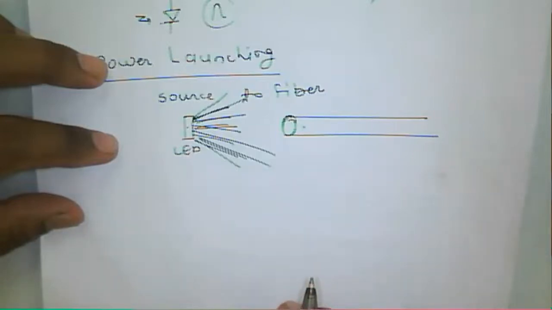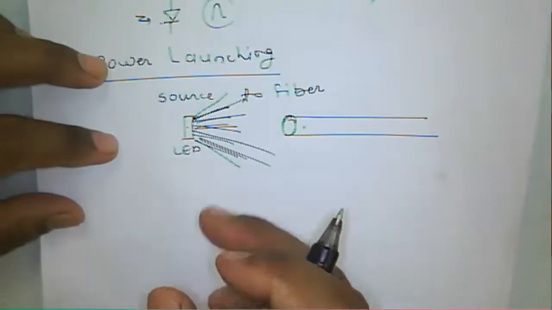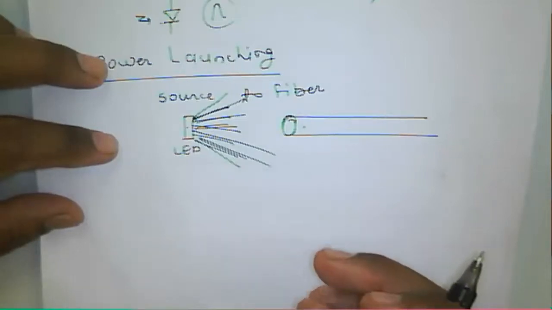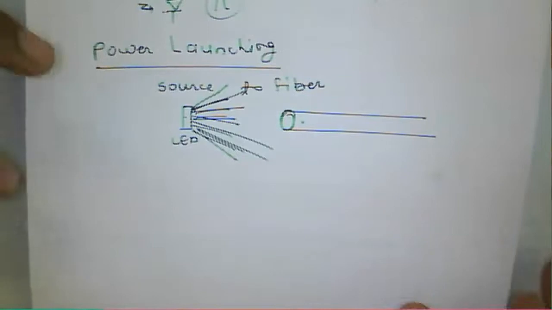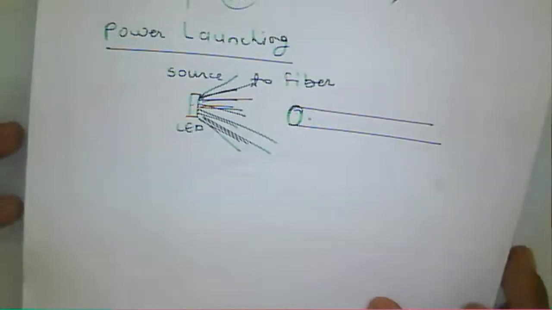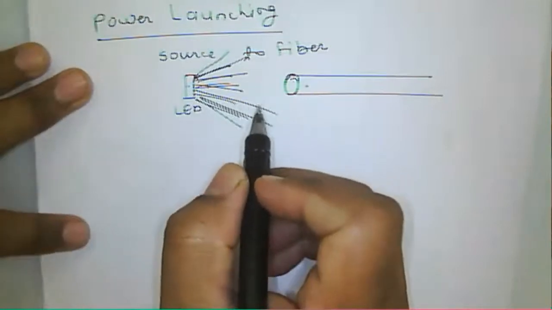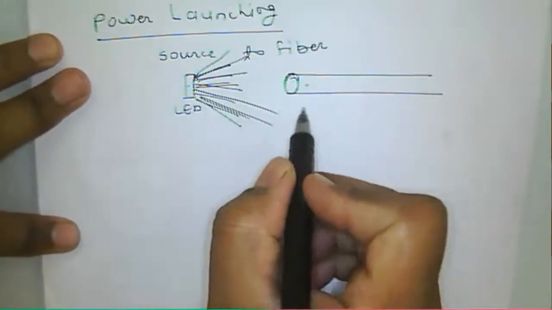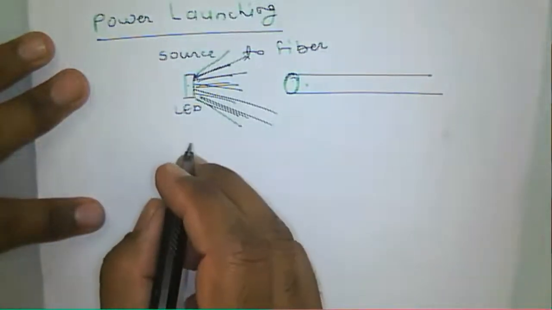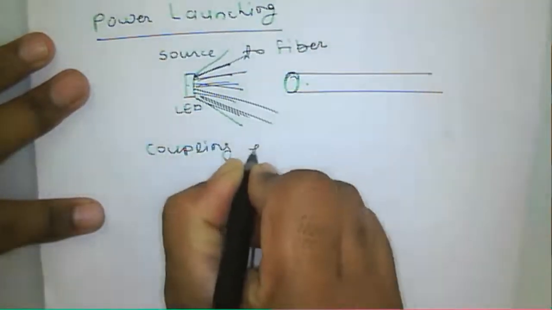But from our viewing point, it seems the source is emitting light in all directions. That is not true, because it has maximum intensity in only one direction. So we have to identify where the maximum intensity of this source is, and then keep the optical fiber near that place. From that we can find out how much the coupling efficiency will be.